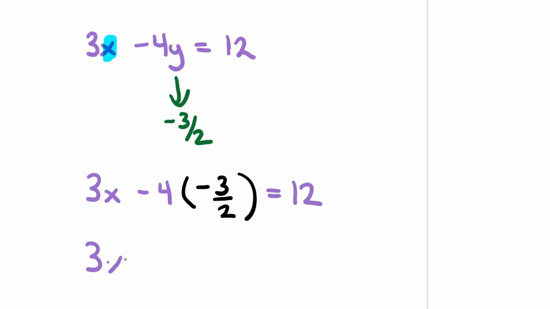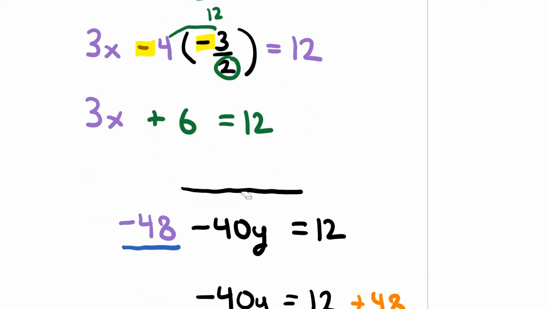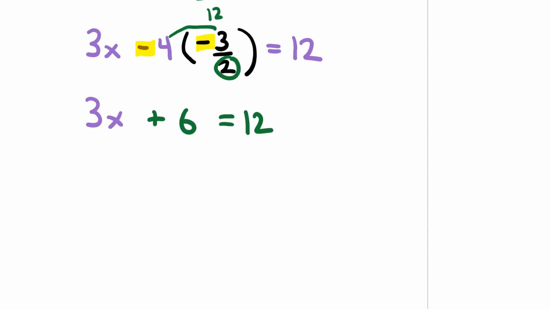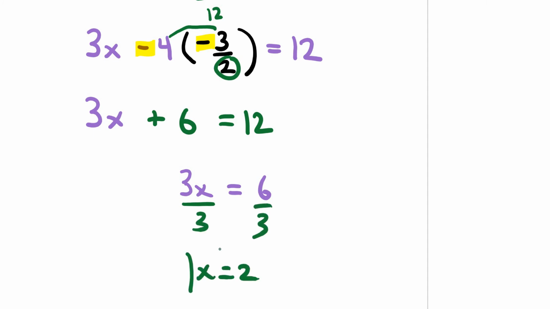So we have 3x. A negative and negative gives you a positive, so that's going to be positive. 4 times 3 is what? 12. And 12 divided by 2 is 6. So 6 equals 12. And then we go ahead and solve this equation here. I get 3x. 12 minus 6 is going to be 6, and then divide both sides by 3, and x will equal 2. Okay, so that's it for the algebra-based questions from 6.3.